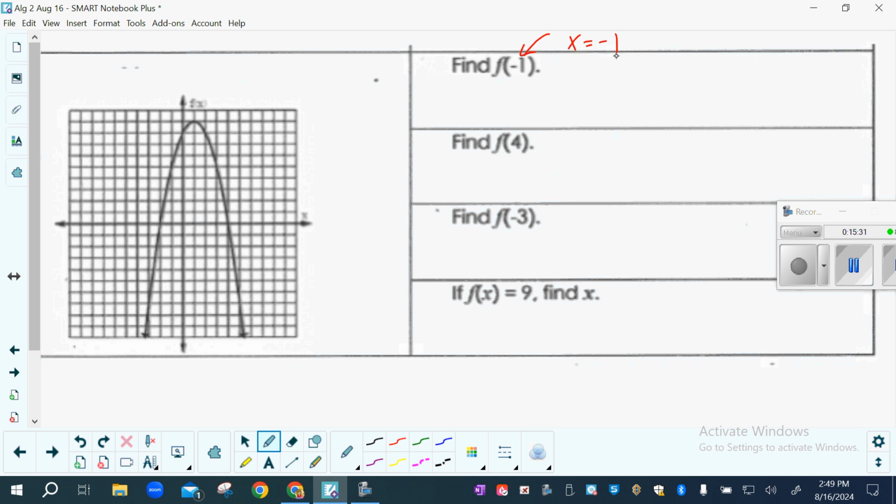So we're going to go on our graph to an x value of negative 1. Here's negative 1 on my x-axis. I'm going to go up or down to find that point. To get to the graph, it would be this point here. Does that make sense? Now, what is the y value that goes with that point? 1, 2, 3, 4, 5. So my y value is 5 there, so f of negative 1 is 5. We just try to find the y.